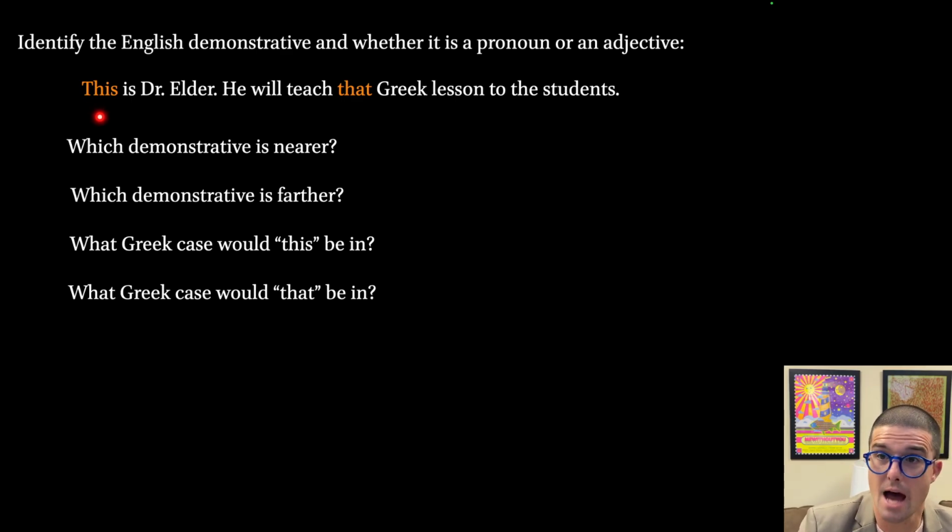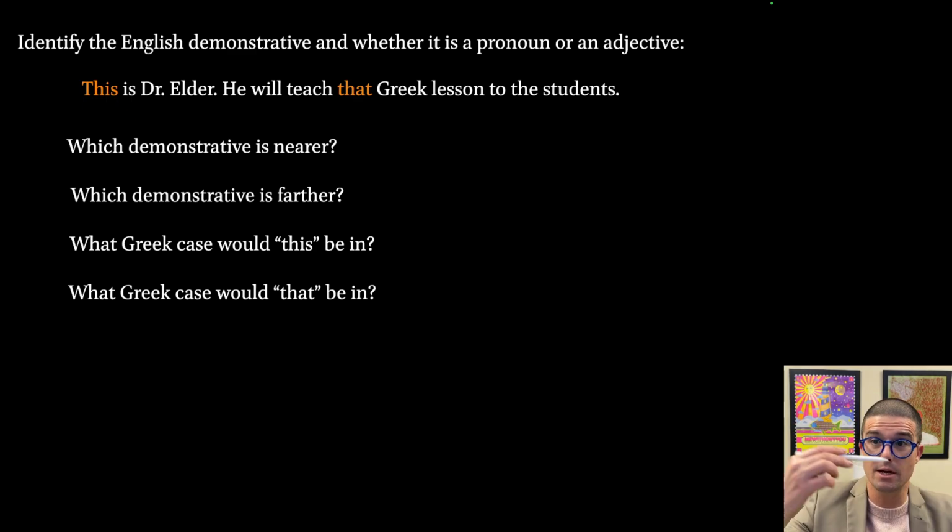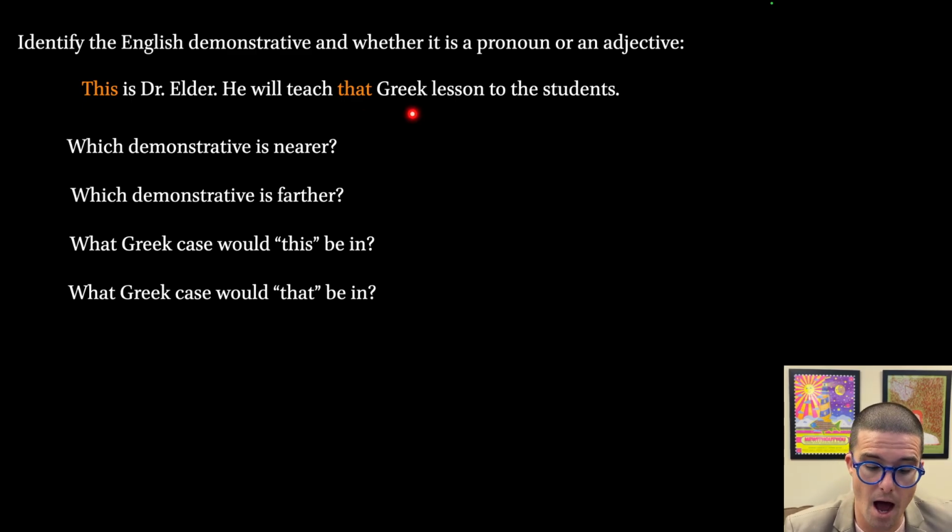That's right. This is going to be the nominative case in Greek because it's the subject with the predicate Dr. Elder. So Dr. Elder would also be in the nominative in Greek because the to be verb is functioning like an equal sign, equating two different things on either side, both of which would be nominative. The "that" up here is going to be in the accusative case because it's modifying Greek lesson, which is the direct object of the teaching. So because the Greek lesson is the object of teaching and the "that" is modifying the Greek lesson, the "that" is also going to be in the accusative case.